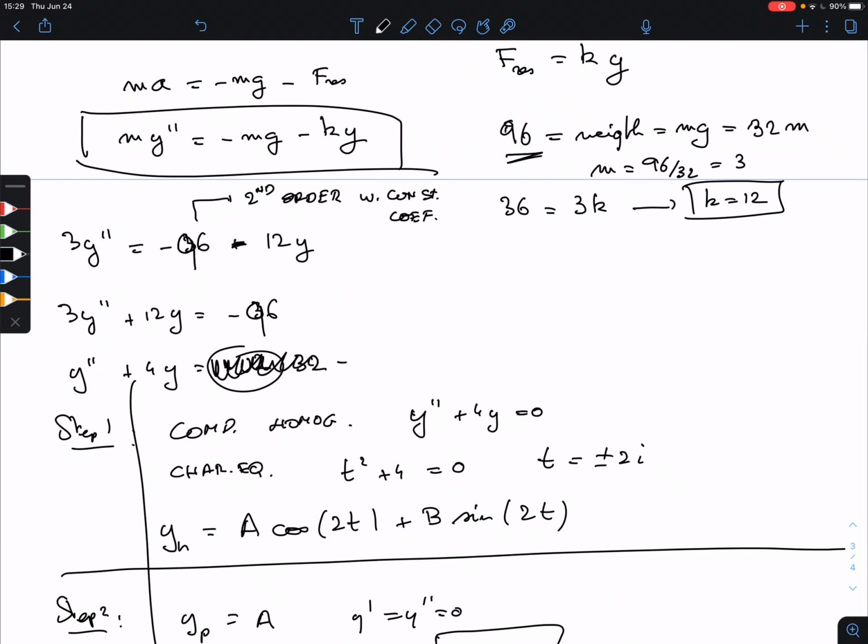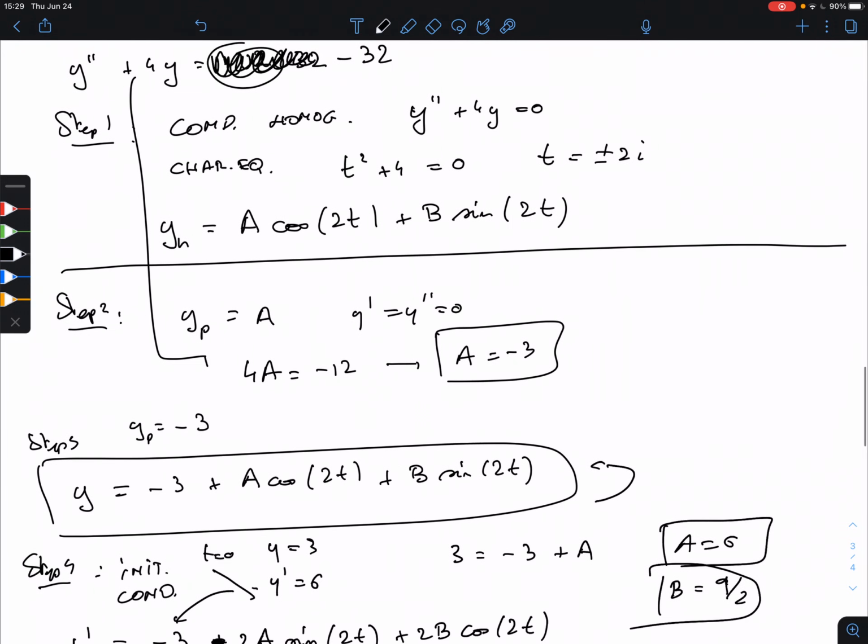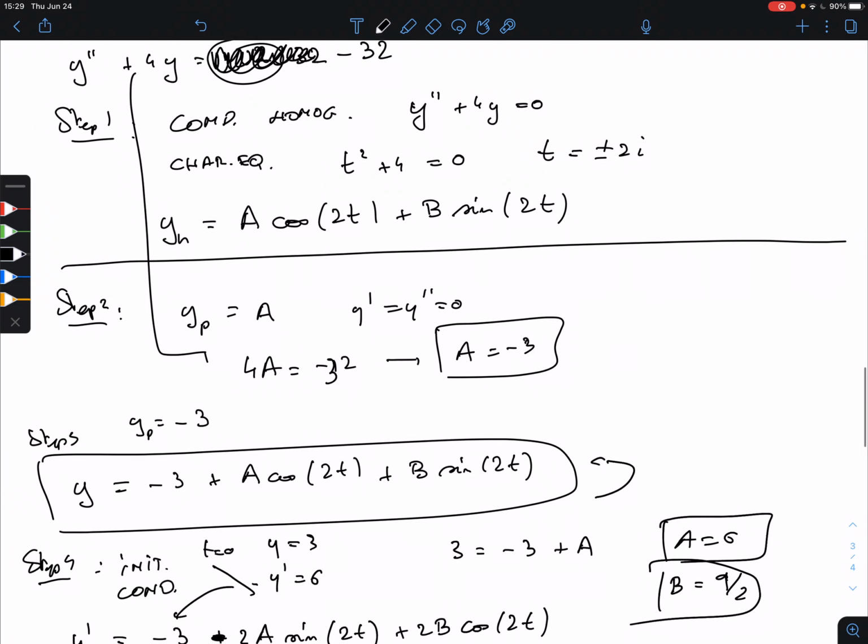I knew the number was not entirely correct. Minus 32, right? The weight was 96 here, right? So mg was 96, not 36. I don't know, I copied that wrong. So if I divide everything by 3, I get the next one. So the constant here is minus 32, and so a is minus 8.